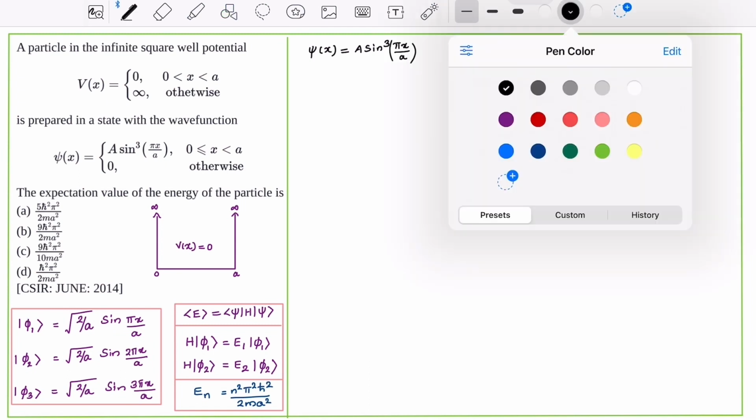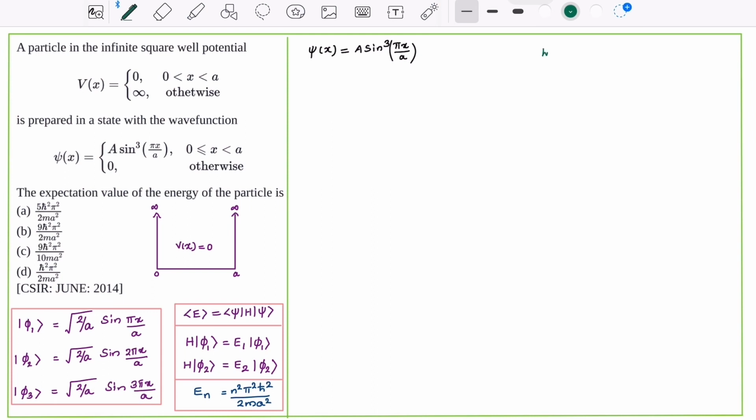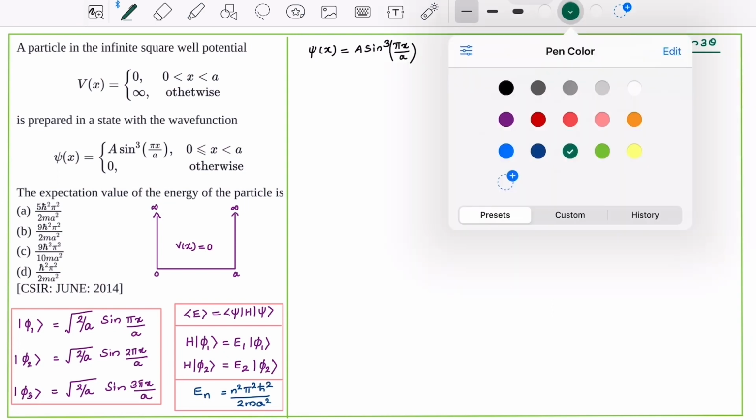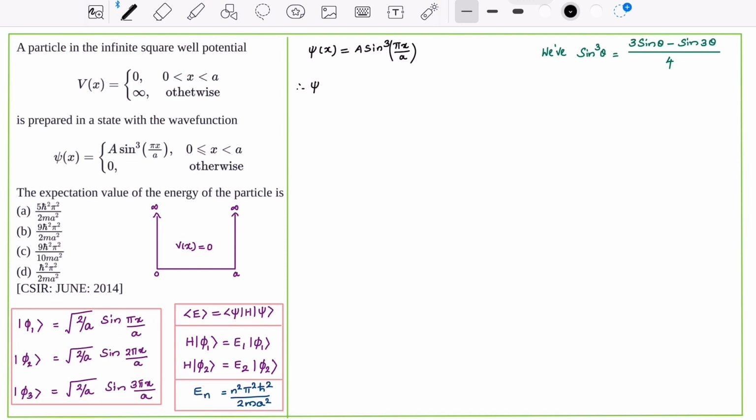Now we have sine cube theta, which is equal to (3 sine theta minus sine 3 theta) divided by 4. Therefore, our wave function can be expressed in terms of this identity. We can say psi of x equals A by 4 times (3 sine pi x by a minus sine 3 pi x by a).